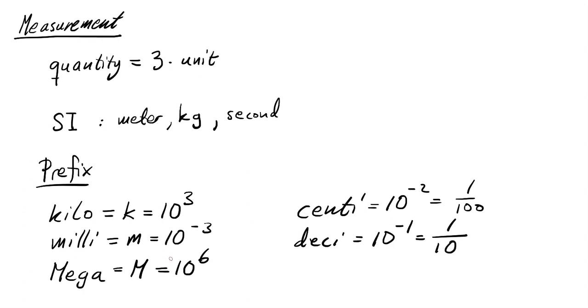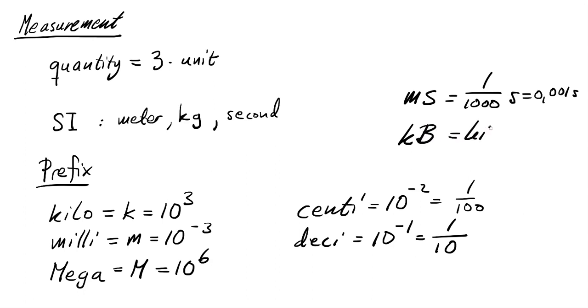So these are prefixes. These can be combined with units. For example, you can talk about a millisecond, and that of course means a 1000th of a second, or 0.001 second. Or you can talk about a kilogram or kilobyte in computer units. And so on. So you can combine units with prefixes to make suitable units.